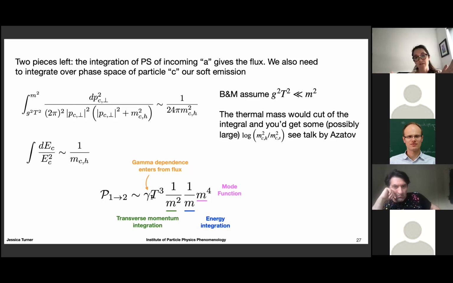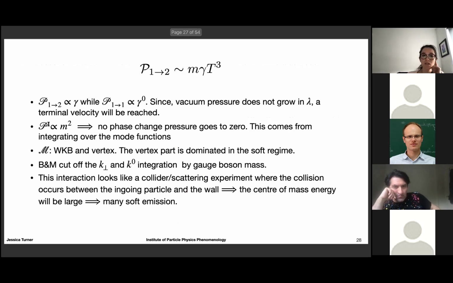So if you do that and put everything together, what you'll find is the 1 to 2 pressure goes like gamma T cubed, which is the Lorentz contracted flux. 1 over m squared comes from the transverse momentum integration. 1 on m comes from the energy integration, and this m to the 4th came from the mode functions. So if you cancel off the m's, you'll find the pressure goes like m gamma T cubed. So just to summarize, the pressure for them goes like gamma. It does not scale like gamma to the naught.